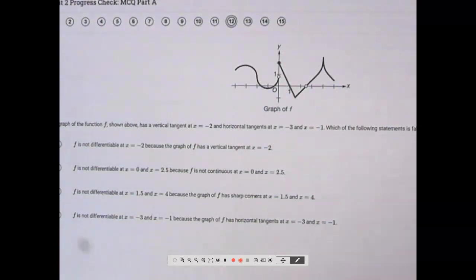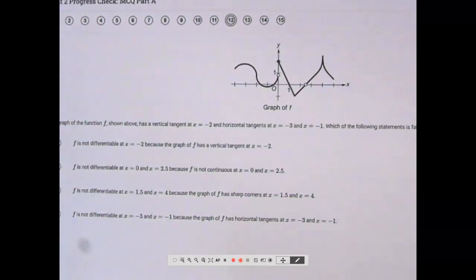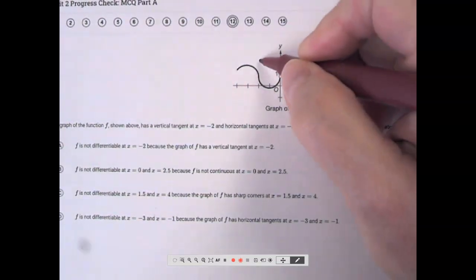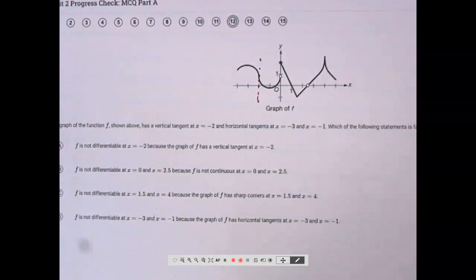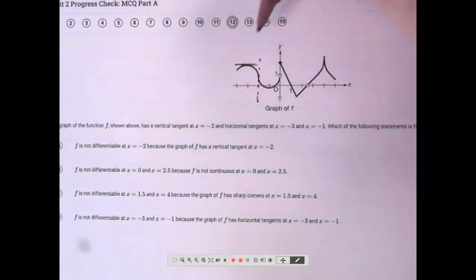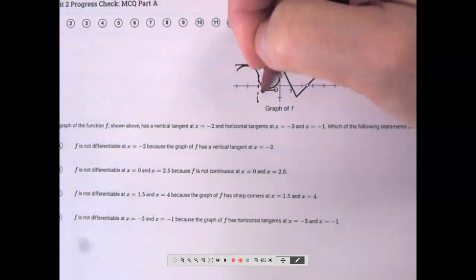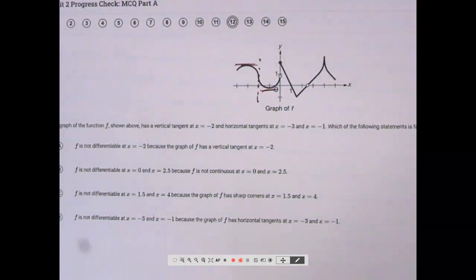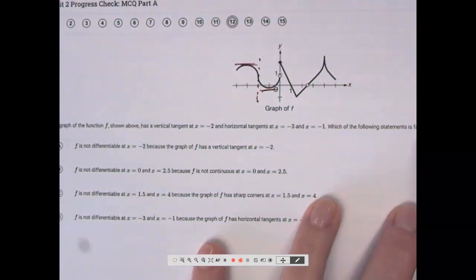The graph of the function f shown above has a vertical tangent at x equals negative 2. Okay, x equals negative 2, vertical tangent right there. And a horizontal tangent at negative 3 and negative 1. So those have slopes of 0. Which of the following statements is false?